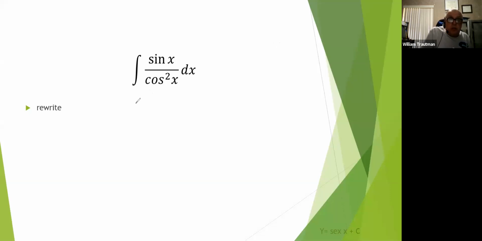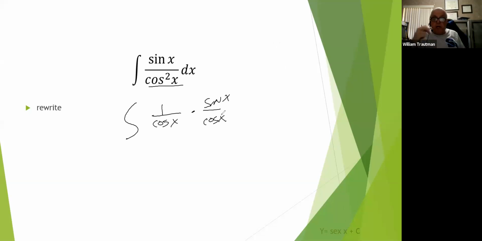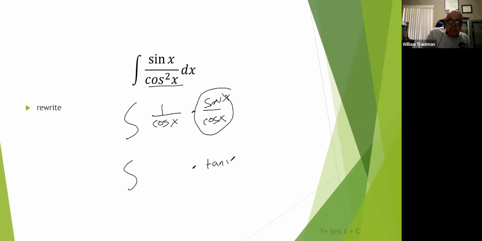So I can rewrite this problem. I have 2 cosine x's. So I can do 1 over cosine x times sine x over cosine x. Do you see I have cosine x squared on the bottom? I have that squared because I have 2 of them multiplying down on the bottom. We know that this equals the tangent of x. Sine over cosine is the tangent of x.